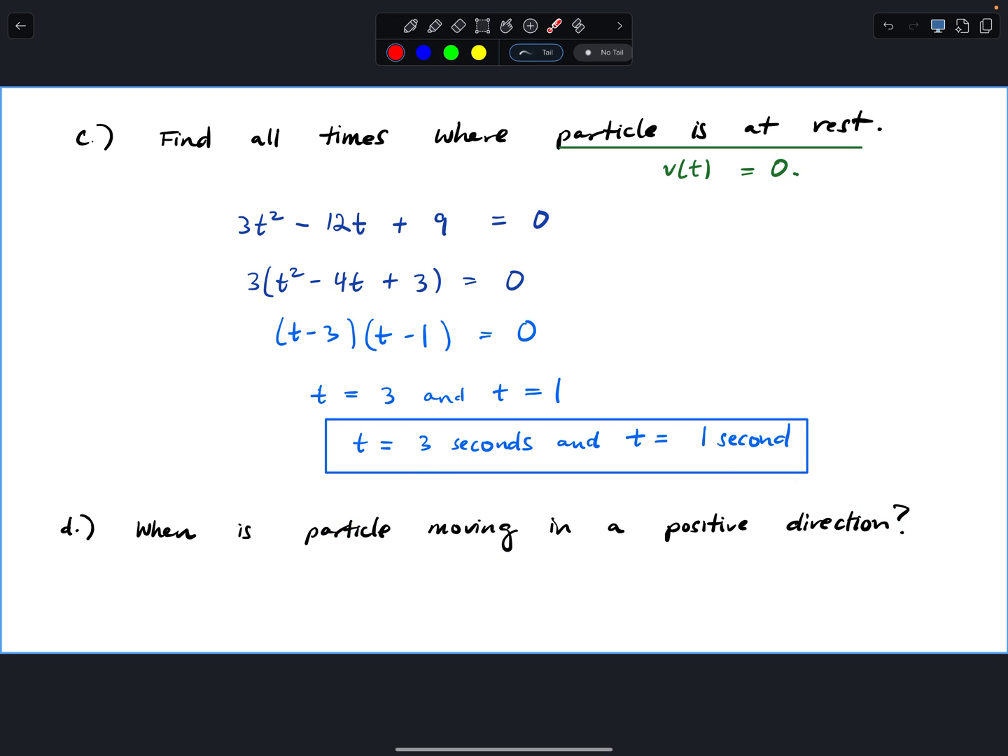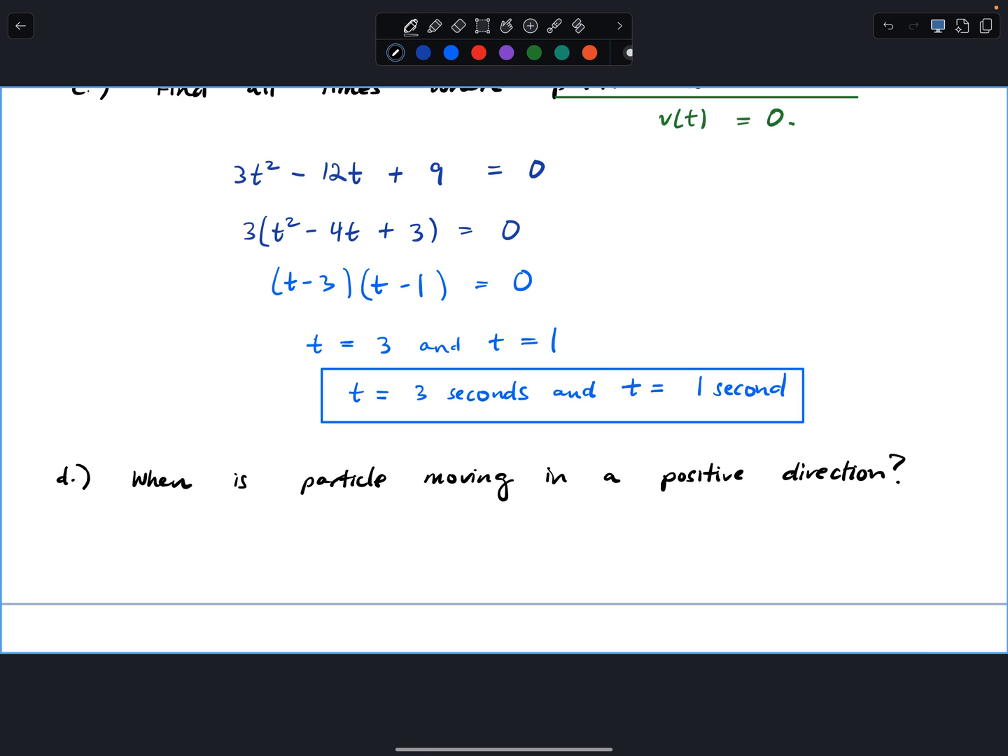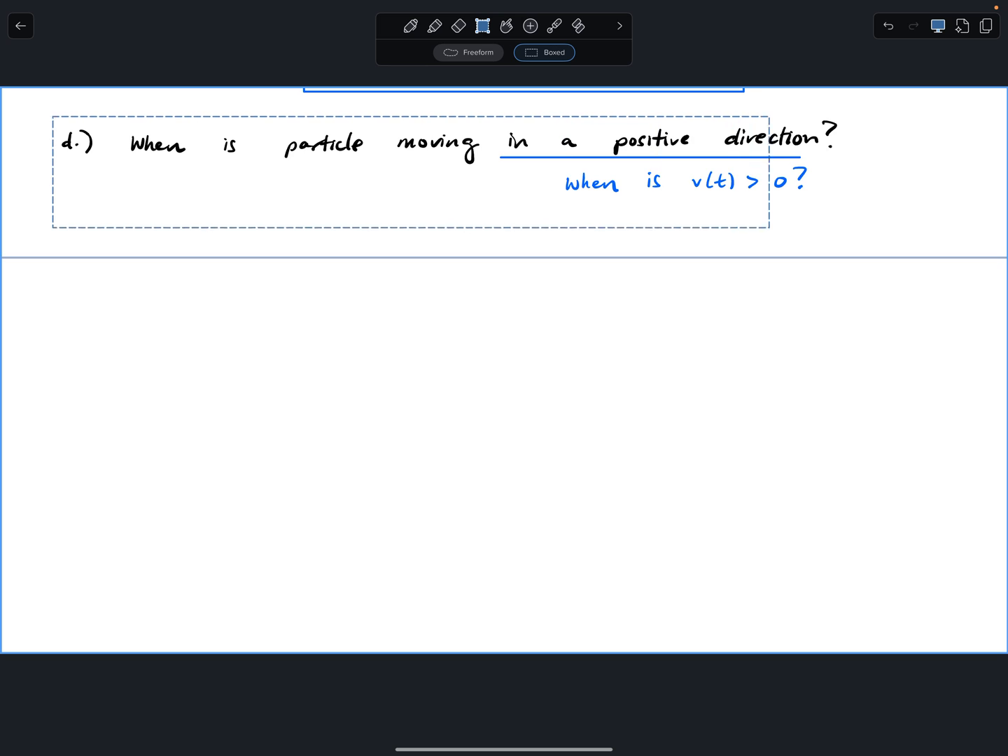Didn't we do that in the last problem? When a particle is moving to the right, that means the velocity is greater than 0. So you're trying to figure out when the velocity is positive. That's what it's asking you. Okay? Do we have the velocity already? Yes, we do. I'm just going to slide this to a new page.